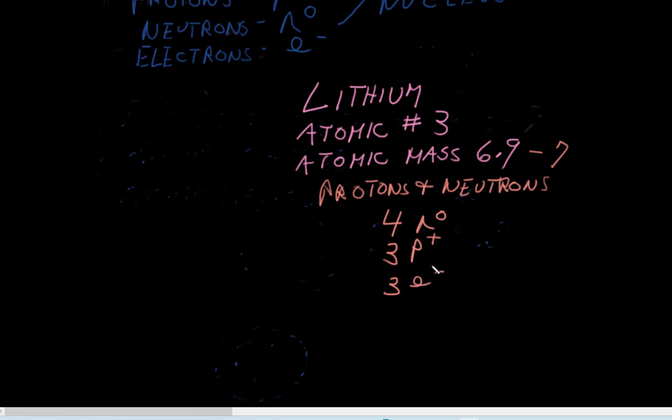So now with this information, we can go ahead and put together a rough drawing of an atom. So let's do the nucleus. Inside the nucleus are protons and neutrons. We have 3 protons and we have 4 neutrons. So that makes up almost all of the mass of an atom. Now we also know there are 3 electrons which are in a cloud around the nucleus.